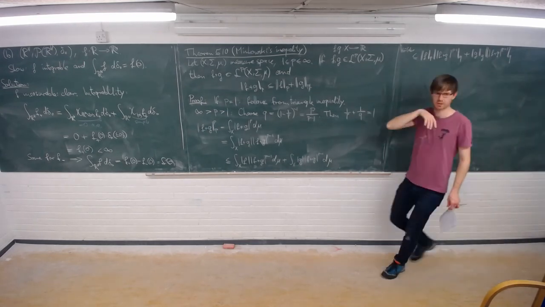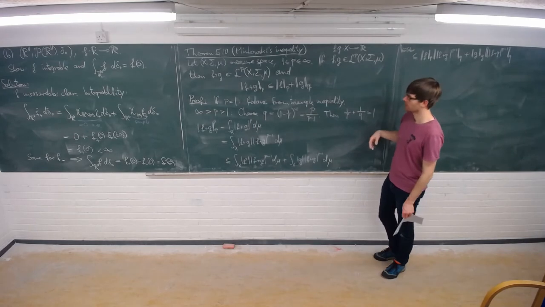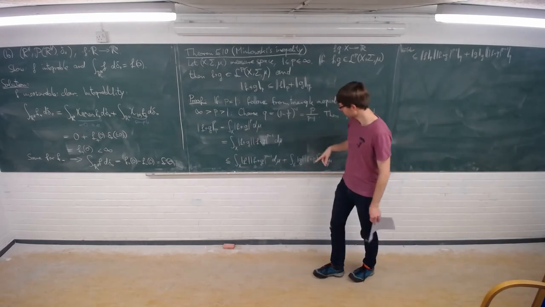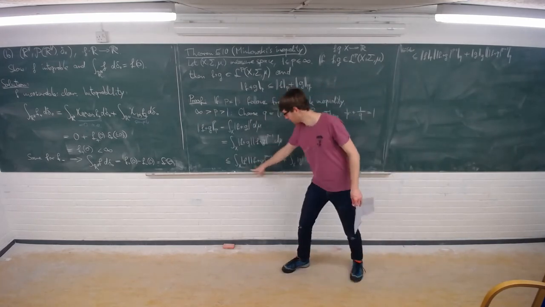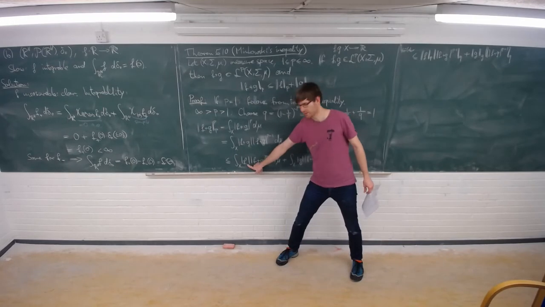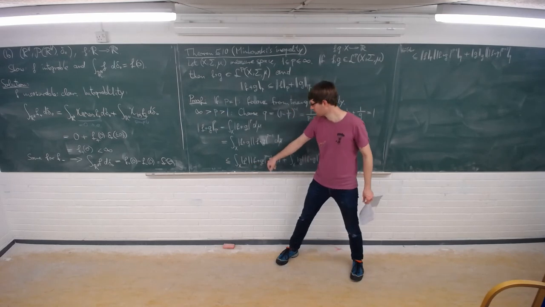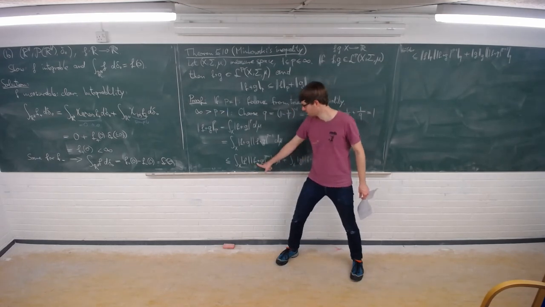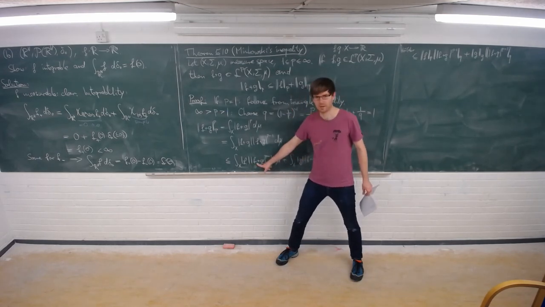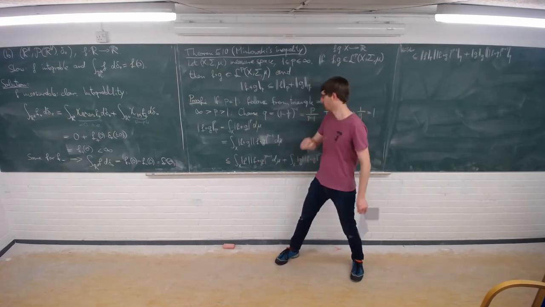Yeah, so maybe just as a sanity check, let's look at this integral. F is in LP by assumption. And then this function, f plus g to the power p minus 1, this function has to be in LQ if we want to apply Hölder's inequality, right?